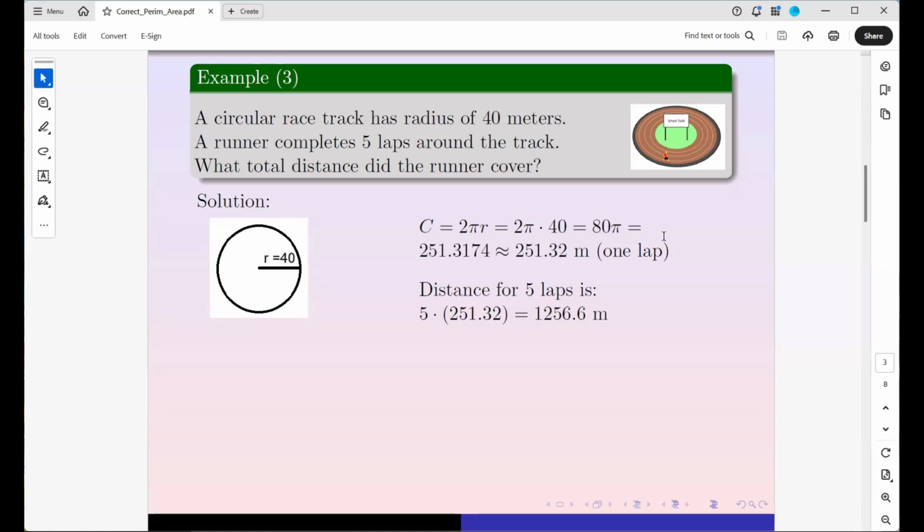If we punch 80 times pi on the calculator, we will get 251.3174, which we can round to about 251.32 meters. This would be 1 lap. Now, the runner runs 5 laps, so we need to multiply the distance times 5. If we multiply by 5, that's the total distance the runner is running.